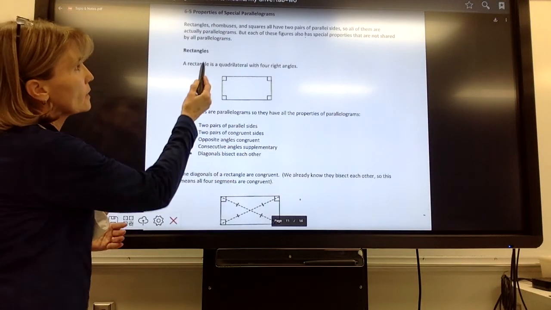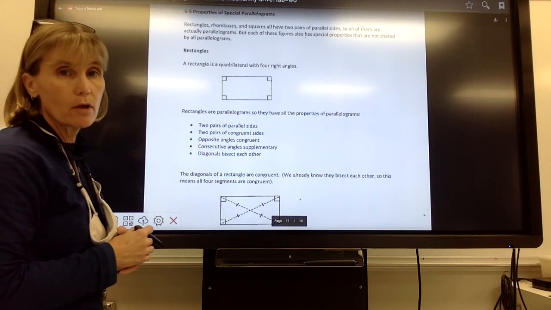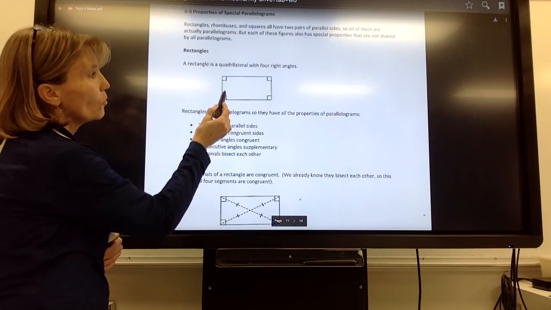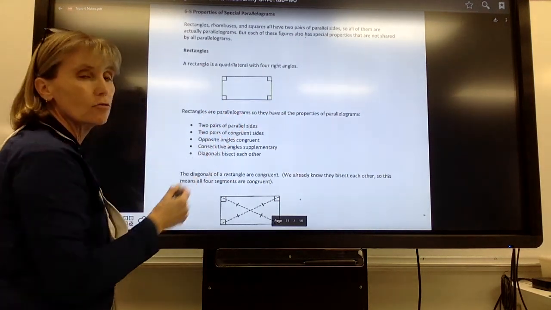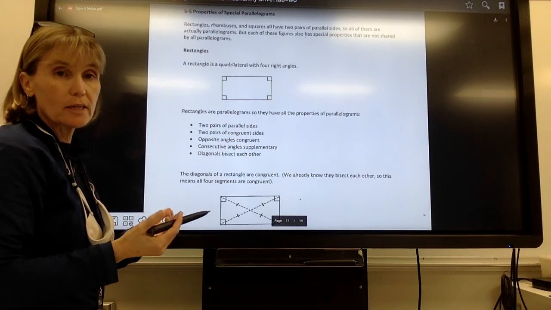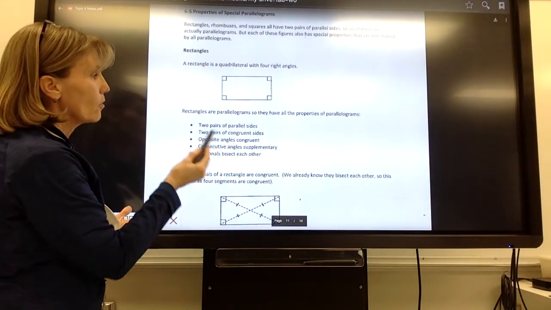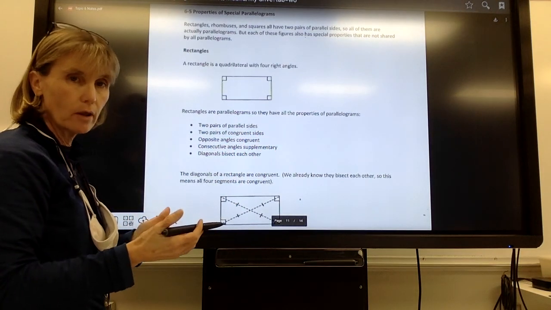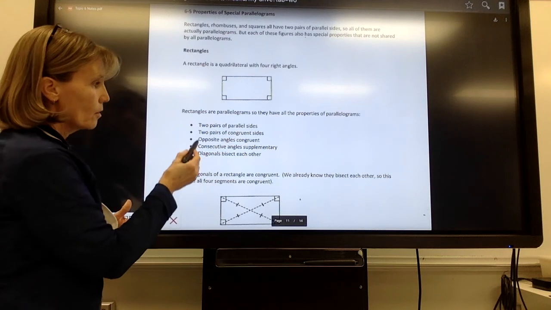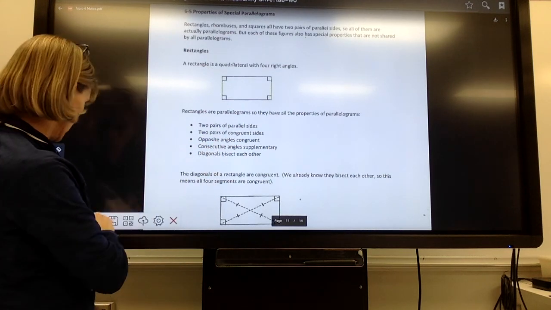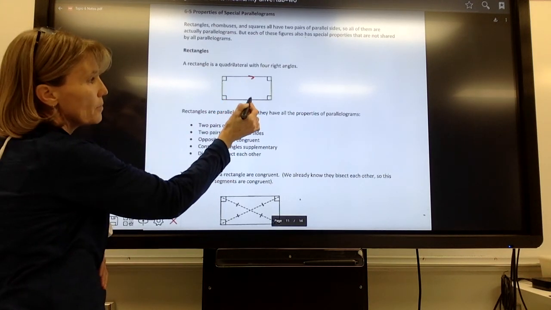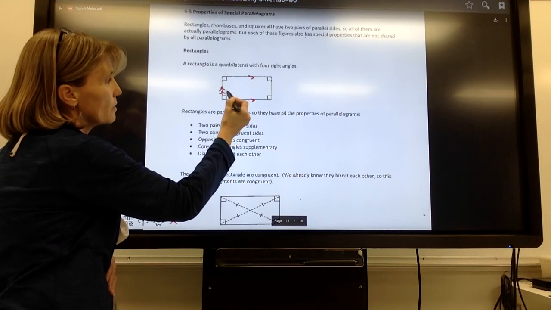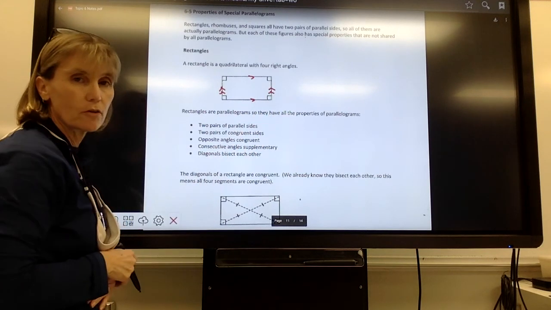Okay, so a rectangle is a quadrilateral with 4 right angles. And with a rectangle, we have the right angles, which means the opposite angles are congruent to each other. That's what makes it a parallelogram. So because rectangles are parallelograms, they have all the properties that go along with being a parallelogram. We have 2 pairs of parallel sides. In a rectangle, these opposite sides are parallel to each other, and in this rectangle, these opposite sides are parallel to each other.